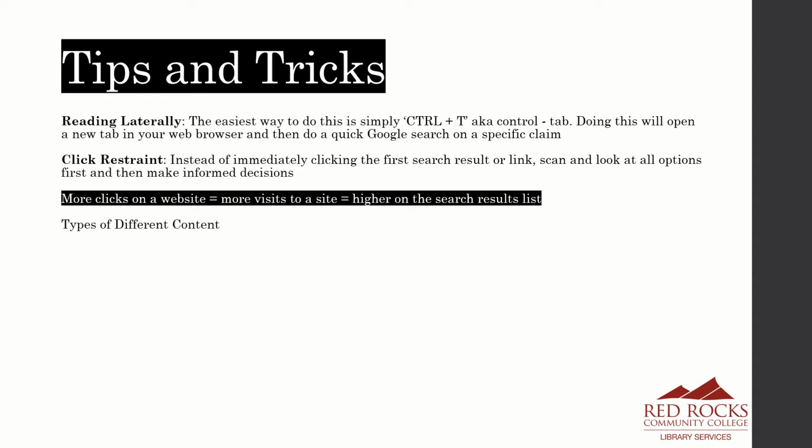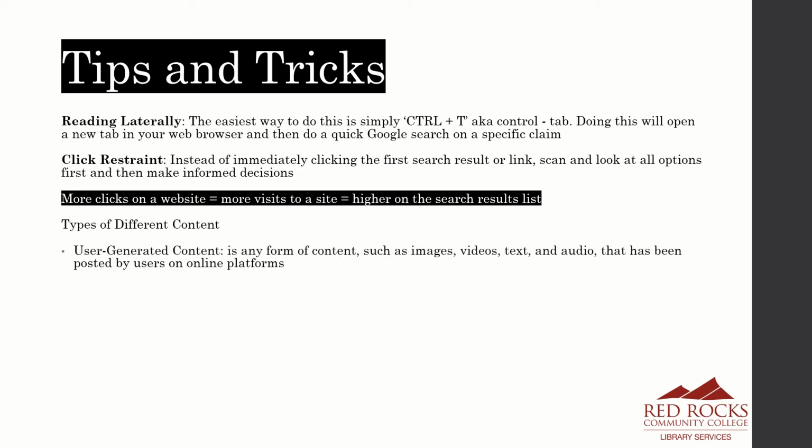It is also extremely important to understand what type of content you are looking at when you're online. You want to understand the intentions of the content. Is it informative? Is it trying to make the reader purchase something or persuade the reader of something? The first type of content is user-generated content. This is any form of content, such as images, videos, text, and audio, that has been posted by users on online platforms. This content can have various types of intentions. This is usually stuff such as social media, Reddit, and other platforms.